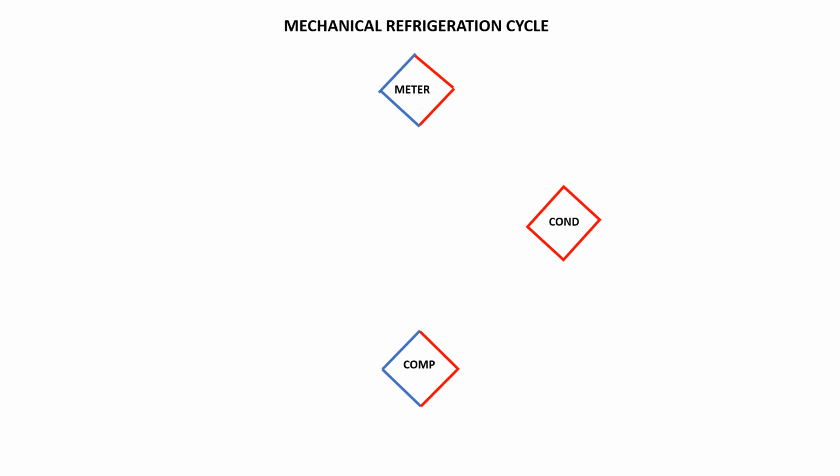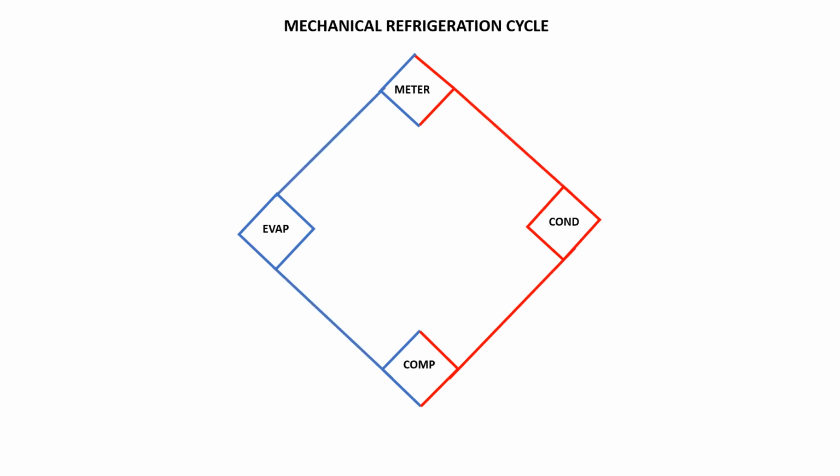Just to repeat, the four basic parts of the mechanical refrigeration system are the compressor, the condenser, the metering device, and the evaporator. We must connect all these parts with refrigerant lines. Let's identify the lines. The discharge line, which connects the compressor with the condenser. The liquid line, which connects the condenser with the metering device. The liquid line after the metering device, which connects the metering device with the evaporator. And finally, the suction line, which connects the evaporator to the compressor.